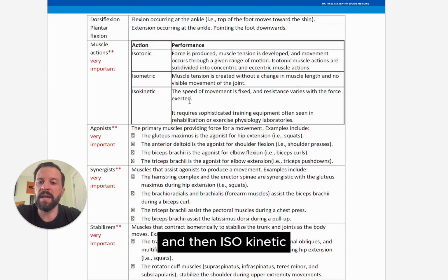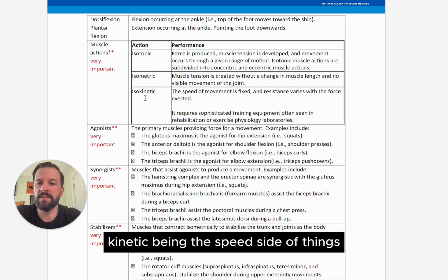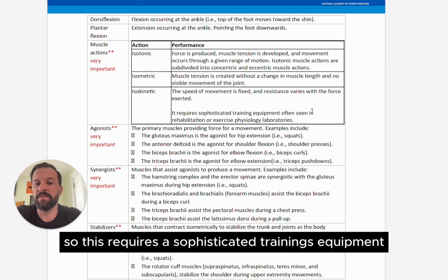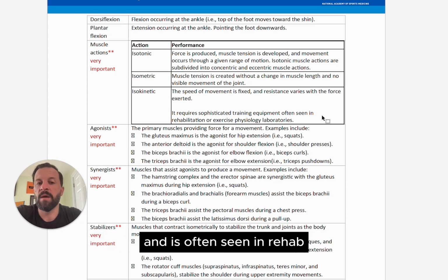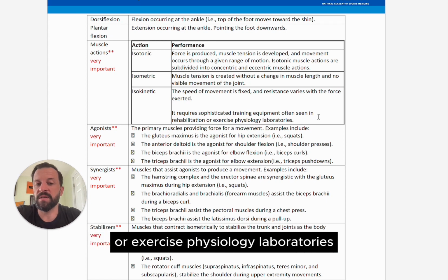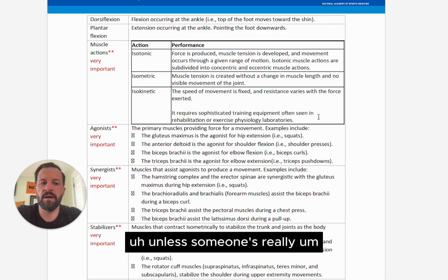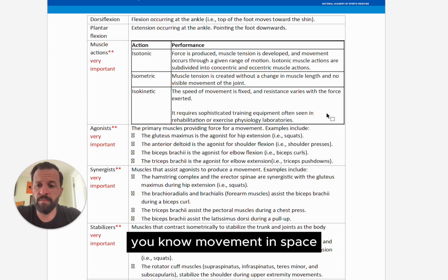So we're contracting, but there's no movement that's visible. And then isokinetic, kinetic being the speed side of things, the speed of the movement is fixed and resistance varies with the force exerted. So this requires sophisticated training equipment and is often seen in rehab or exercise physiology laboratories. You're not going to see a ton of isokinetic unless someone really has good control of their movement in space.